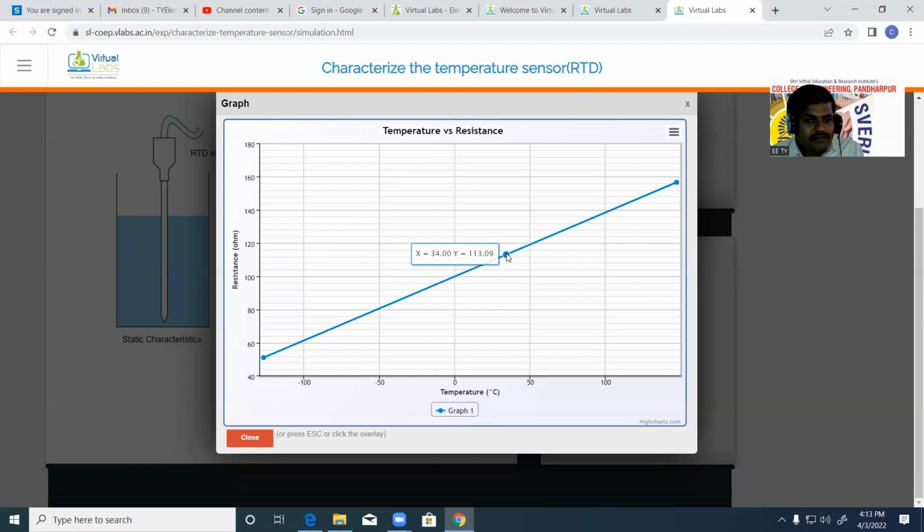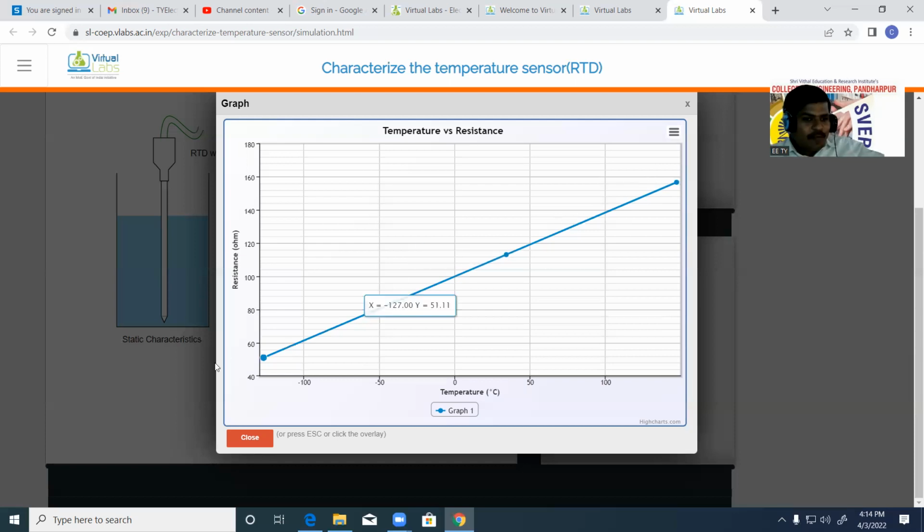Second one, what was the value? At 34 degrees Celsius, so it is in between 0 to 50. Temperature is 34 degree. At that situation the resistance is near about 113, no? So here it is another point. And next one, third one reading at a temperature 147.